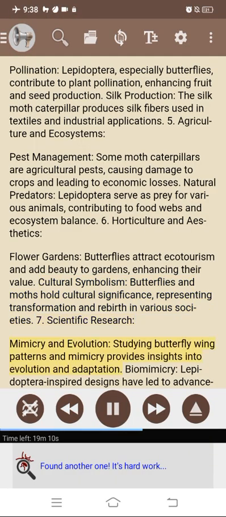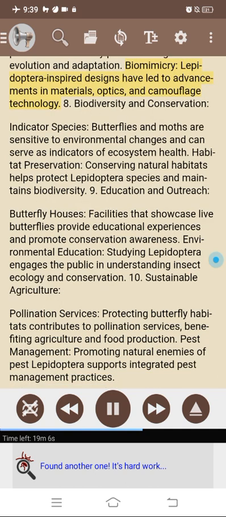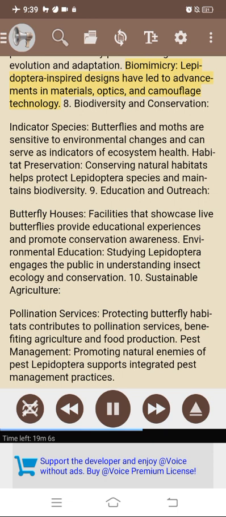7. Scientific research. Mimicry and evolution. Studying butterfly wing patterns and mimicry provides insights into evolution and adaptation. Biomimicry. Lepidoptera-inspired designs have led to advancements in materials, optics, and camouflage technology.